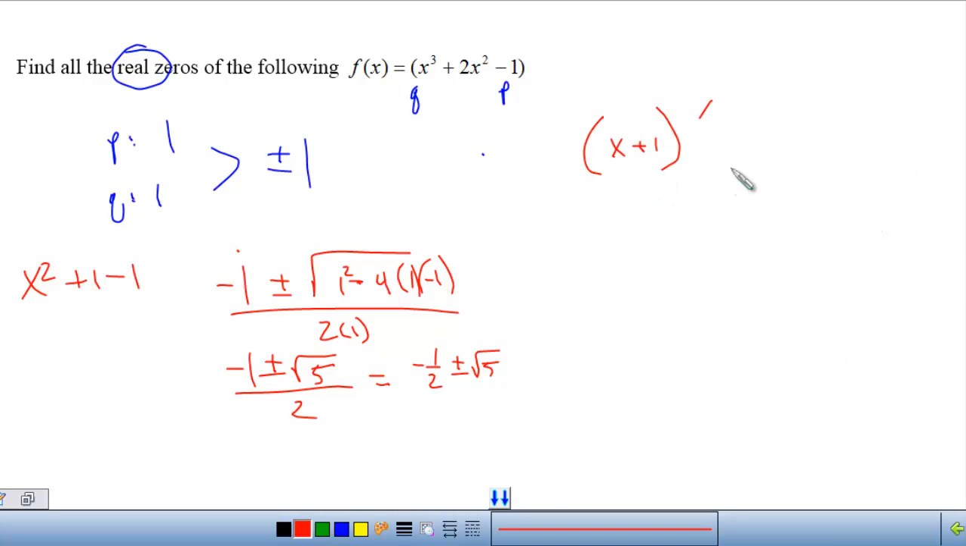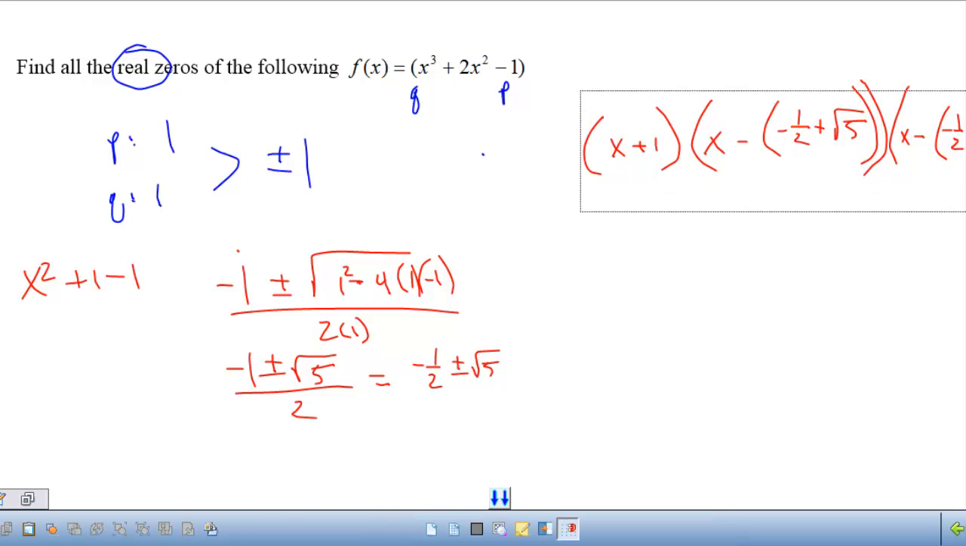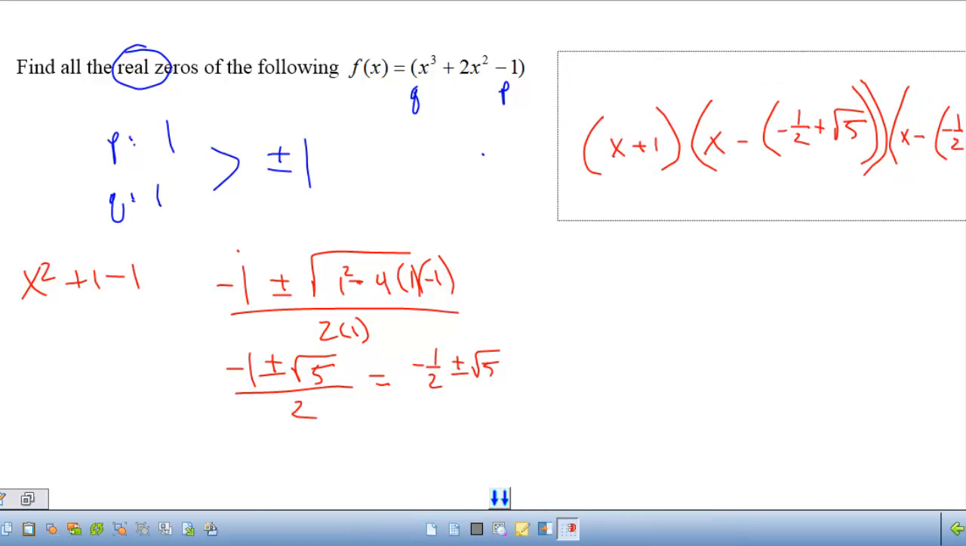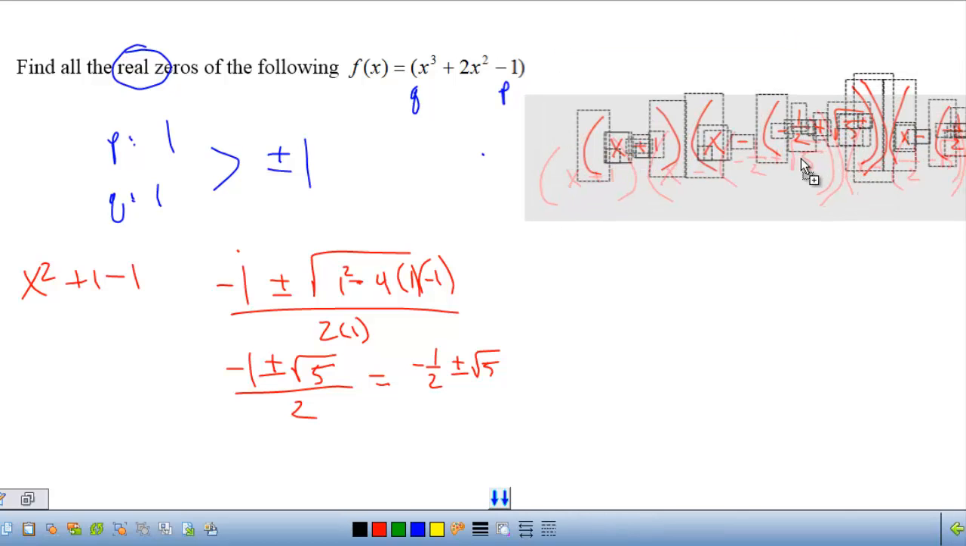And then I have two more. I have x minus this quantity, and if you use parentheses, it'll help keep all your signs straight. So that's x minus the quantity -1/2 plus radical 5, and then x minus the quantity -1/2 minus radical 5. Apologize, I went off the screen here a little bit. Let me grab it and drag it over for you.